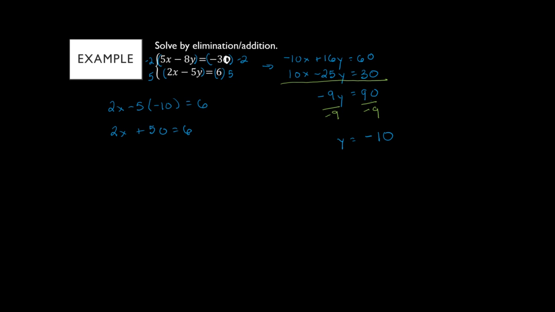So now I need to solve this equation for x. So I'm going to start by subtracting 50 from both sides. We get 2x equals -44. And then divide both sides by 2. And I get x is equal to -22. So my ordered pair is -22, -10.